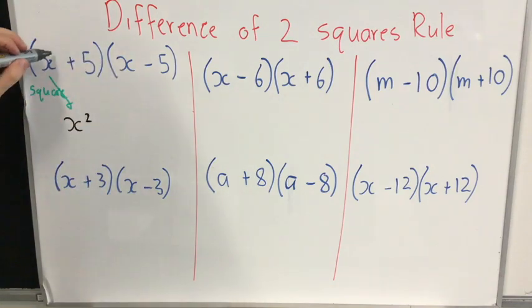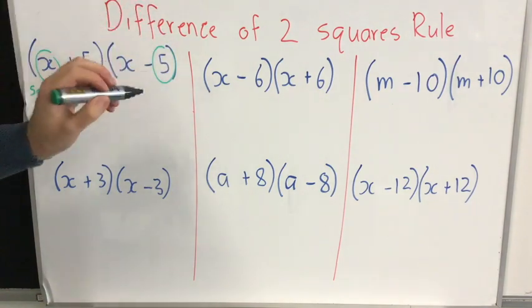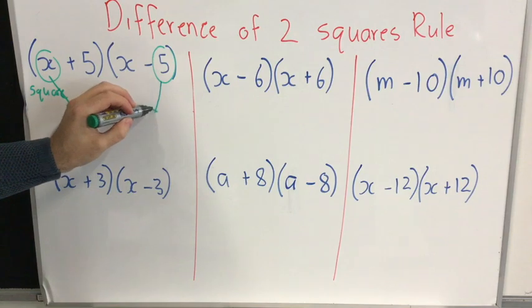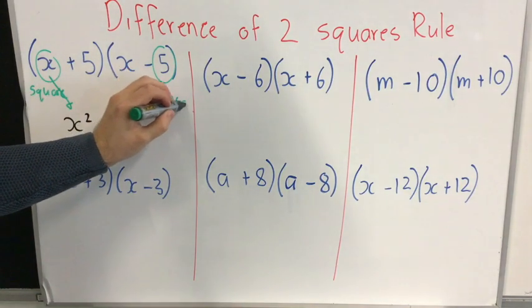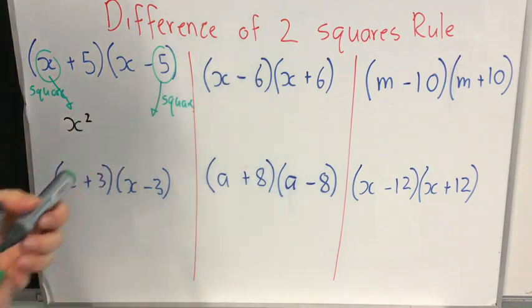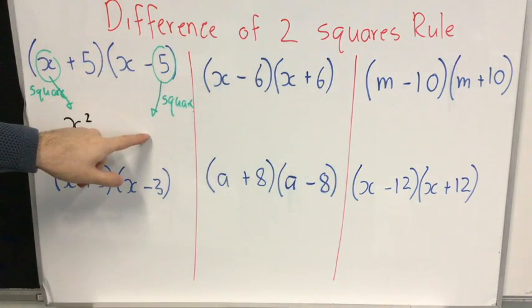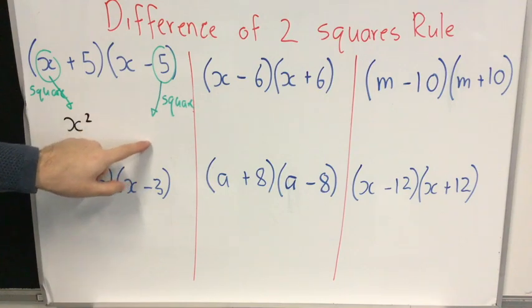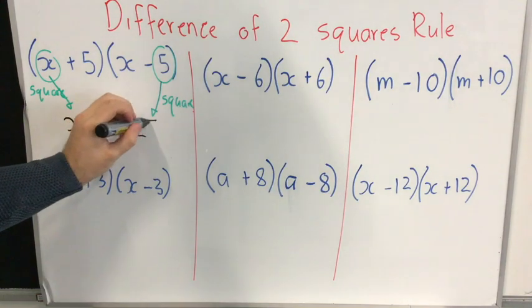Whatever the last thing is in the bracket, the very last thing, you can circle that if it helps, square that and write it down there. Squared means times by itself. So that means do 5 times 5 or 5 squared and write it down here. 5 times 5 is 25.